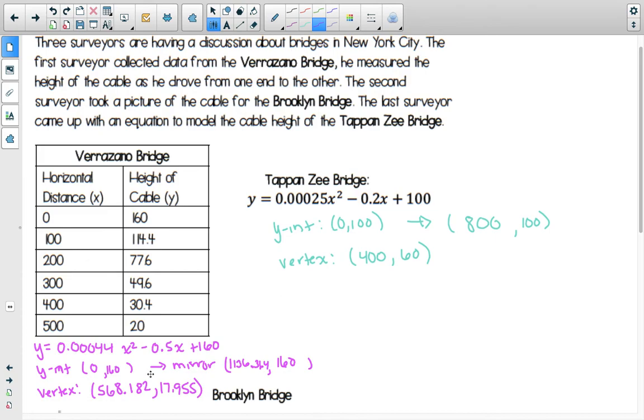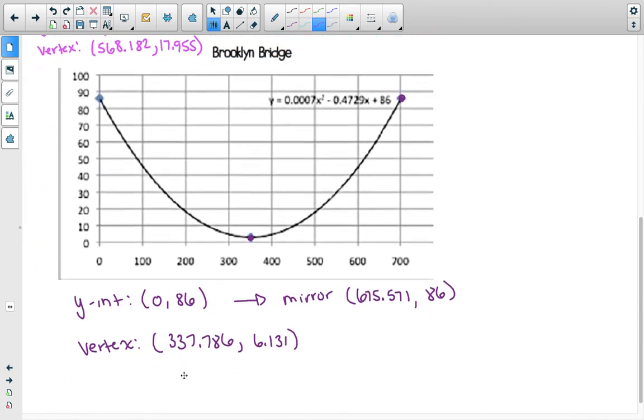The Verrazano Bridge has a minimum height of almost 18 feet. You can still use it, but you might want to avoid it. The Brooklyn Bridge, however, you definitely can't go underneath, because the lowest point there is 6 feet, so only cars can probably go underneath that one.